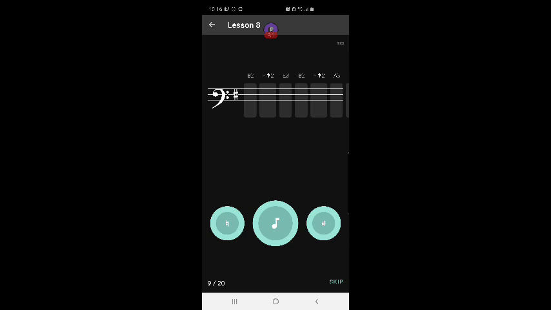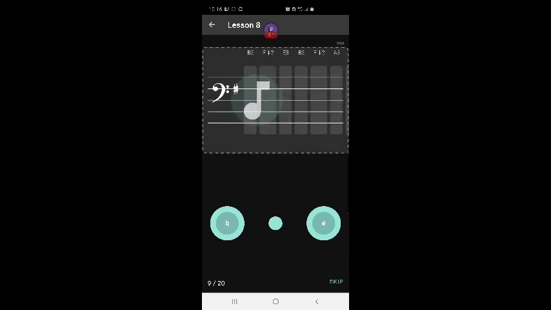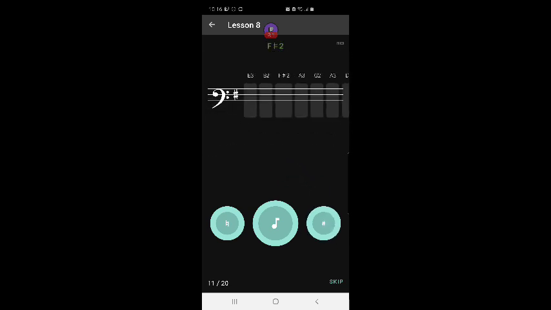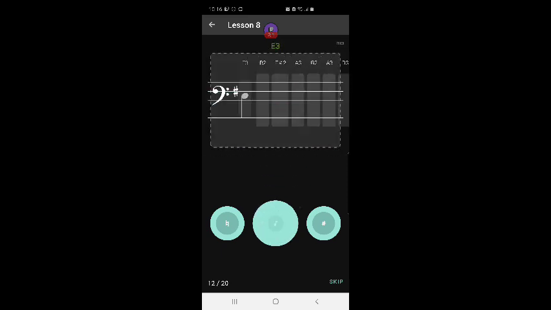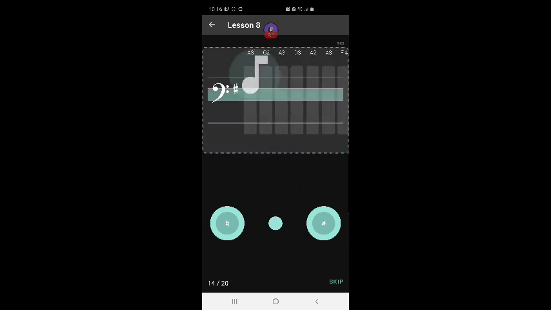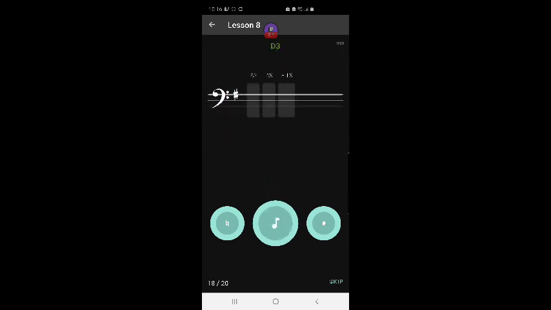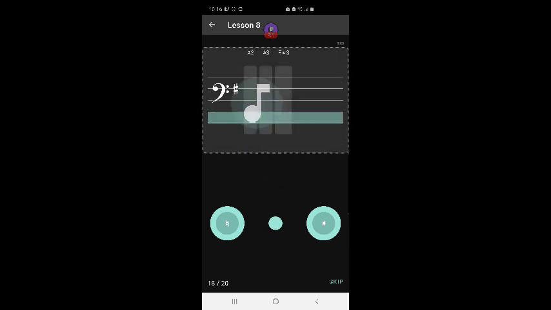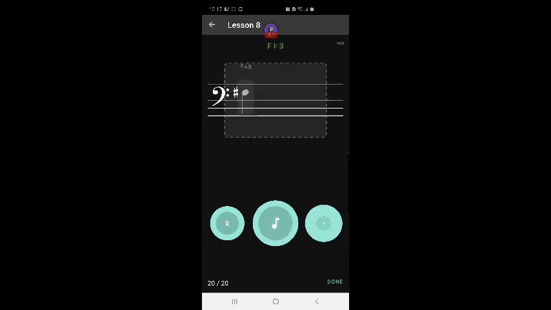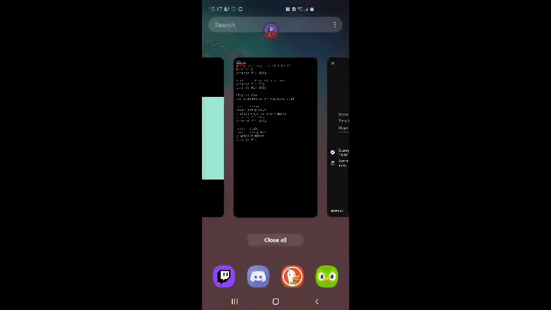Continue. B2. F sharp 2. E3. B2. F sharp 2. A3. G2. A3. D3. A2. A3. F sharp 3. Okay, 95%. Not bad.